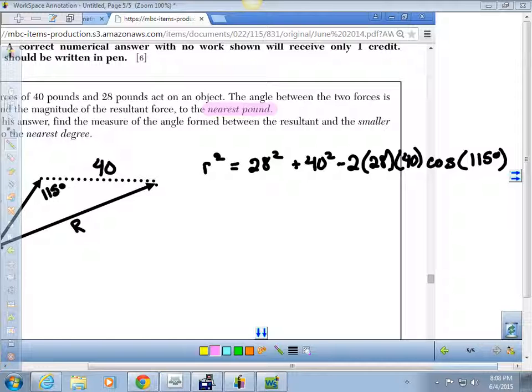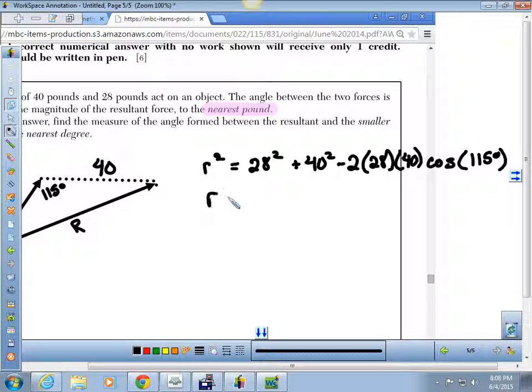$58. Verification on DJ's 58. Yes? 58. What mode are you in, Maria? Kate, I'm sorry, I didn't finish it. Oh, okay. Easy enough. So R equals 58 pounds. We've got a 58-pound resultant.